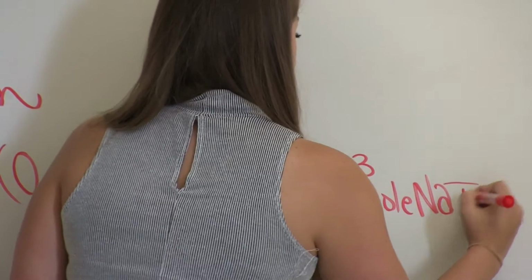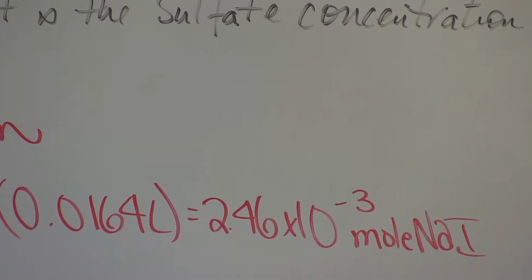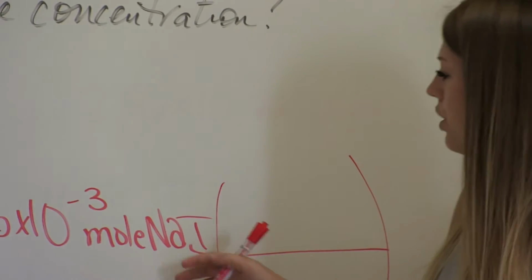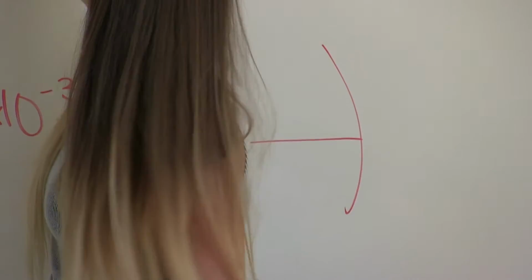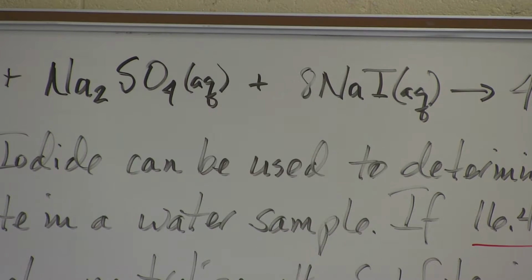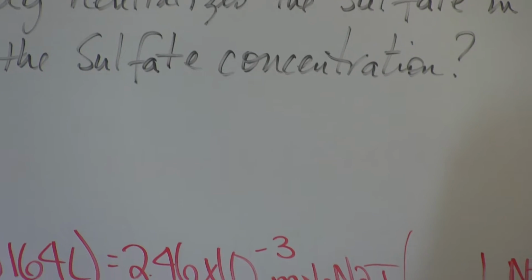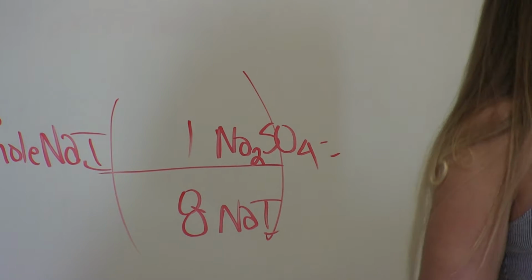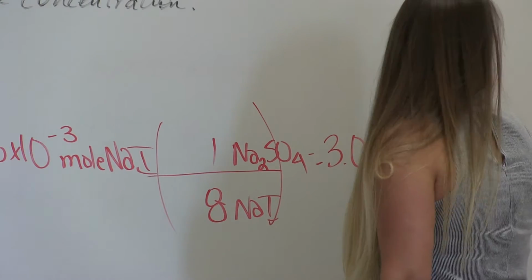What this allows us to do is now switch into moles of sodium sulfate. So we know whenever we need to switch to another compound, we're going to need to use the mole ratio. So moles of sodium iodide is going to go on the bottom. If you look at the ratio here, we get it from the balanced chemical equation. There's 8 moles of sodium iodide to 1 mole of sodium sulfate. So we're going to have 8 mole on the bottom and 1 on top. And this is the sodium sulfate. This is sodium iodide. Okay, and when you punch that into your calculator, you get the moles of sodium sulfate to be 3.08 times 10 to the minus 4.